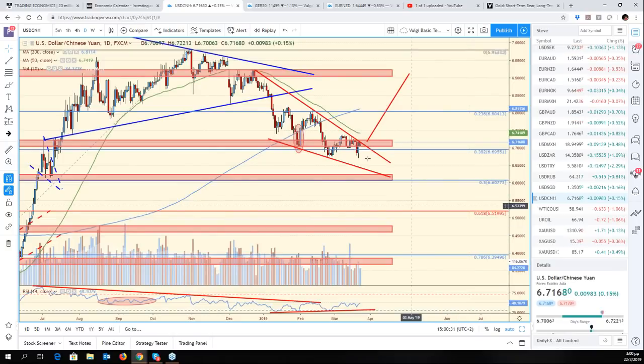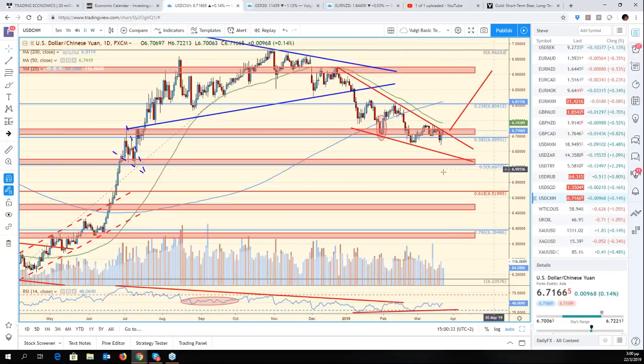Look at USD Chinese yuan, potentially a descending wedge, which is currently testing the wedge's resistance. So USD yuan has also the potential of breaking higher from here. So that was a fast review.